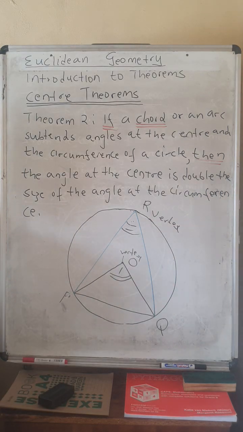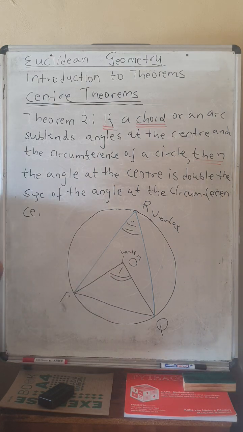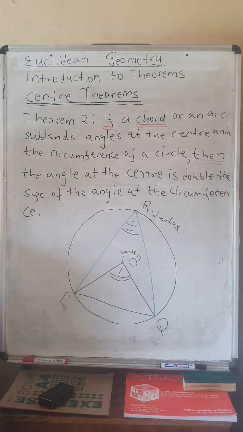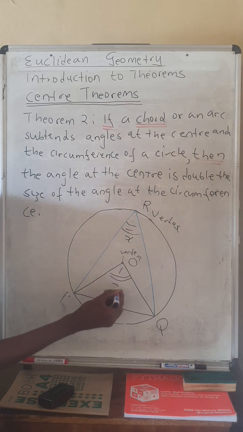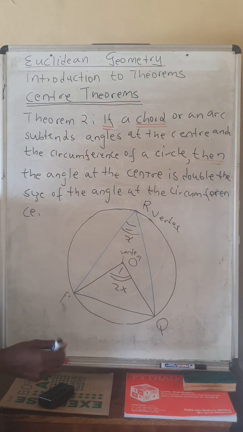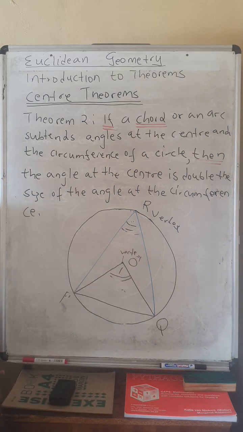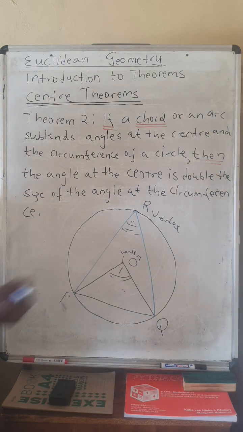So it means the angle at the center is twice the angle at the circumference. If the angle at the circumference was x, this was going to be 2 times x, which is 2x. So it is always double. The angle at the center will always be double the angle at the circumference. Whatever the angle at the circumference is, this one will be 2 times that. If this is 100, this will be 200. If this is 30, this will be 60. So the angle at the center will always be double.